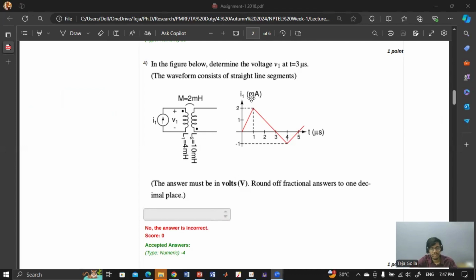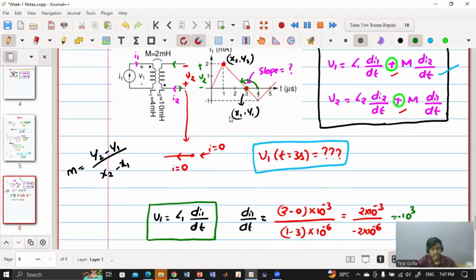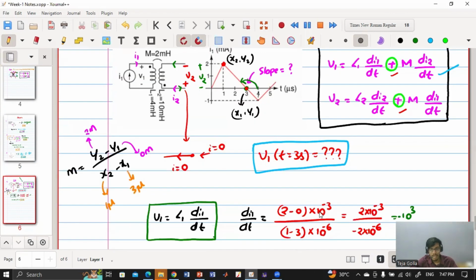Why we put x2 equals to 3? Okay. So I have considered this as x2 comma y2, and this as x1 comma y1. So y2 is what? Y2 is 2 milli. Let me write, then it will be clear. So this is 2 milli, and y1 is 0 milli, and x2 is this, which is time. This is 1 micro, and x1 is 3 micro. So that's why we got 2 minus 0 into milli by 1 minus 3 into micro. Is that clear?